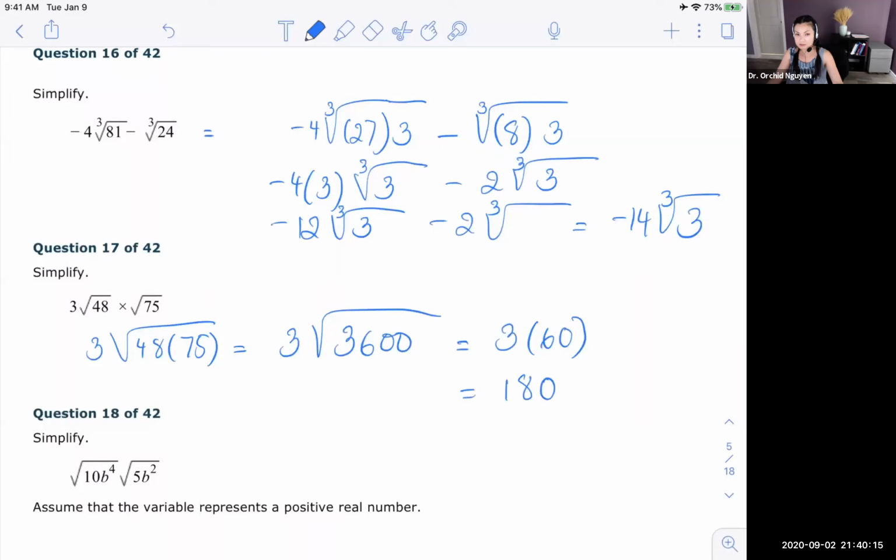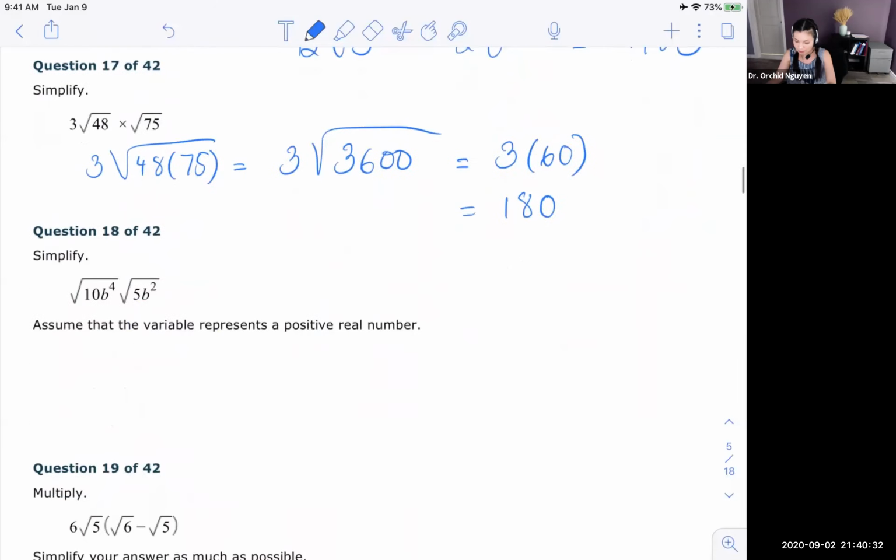Now, you see that we can recognize the square root of 3,600 right away, but sometimes you can't. So if you want, you can always simplify 48. You want to simplify 75, and then you multiply. All right, so same thing over here.